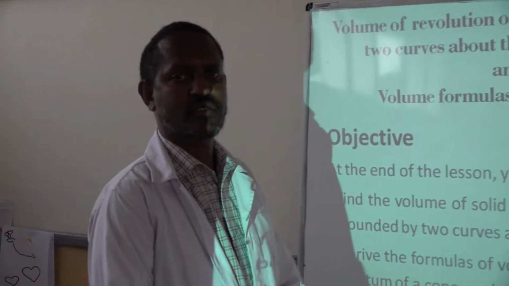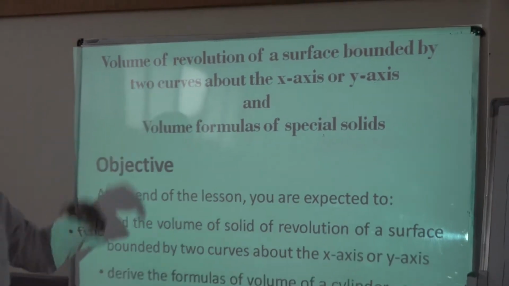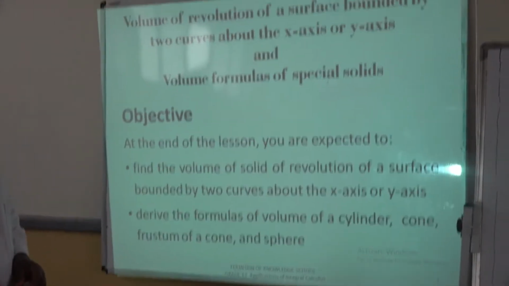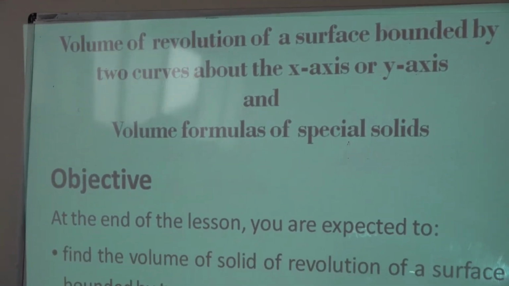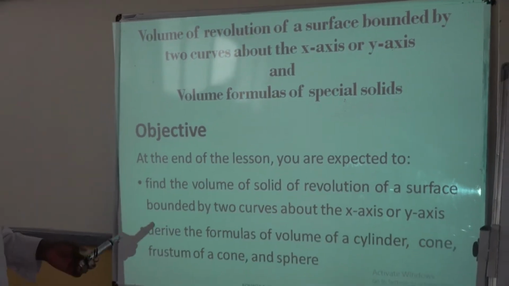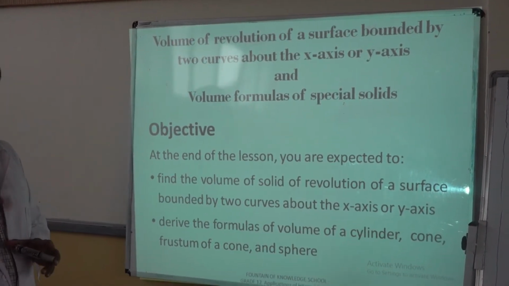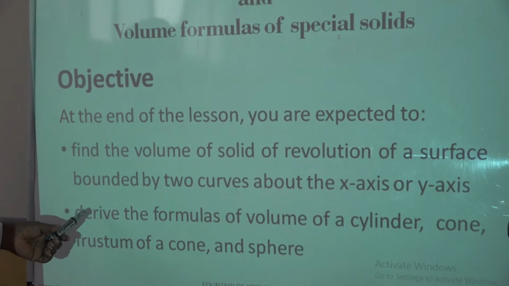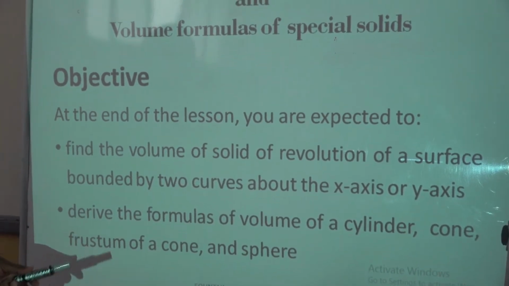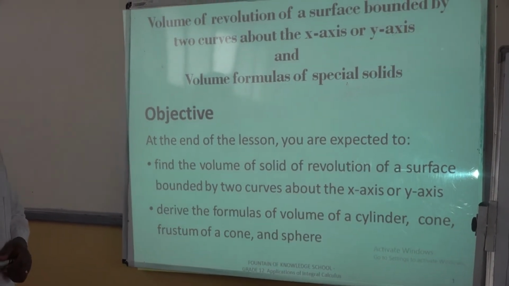Okay, hello students. Our topic of discussion for today will be about volume of revolution of a surface bounded by two curves and the x-axis or the y-axis about the x-axis or about the y-axis. And at the end of this topic, you are expected to find the volume of revolution of a surface bounded by two curves about the x-axis or about the y-axis, and you are expected to derive formulas for volume of what we call cylinder, cone, frustum of a cone, and a sphere.